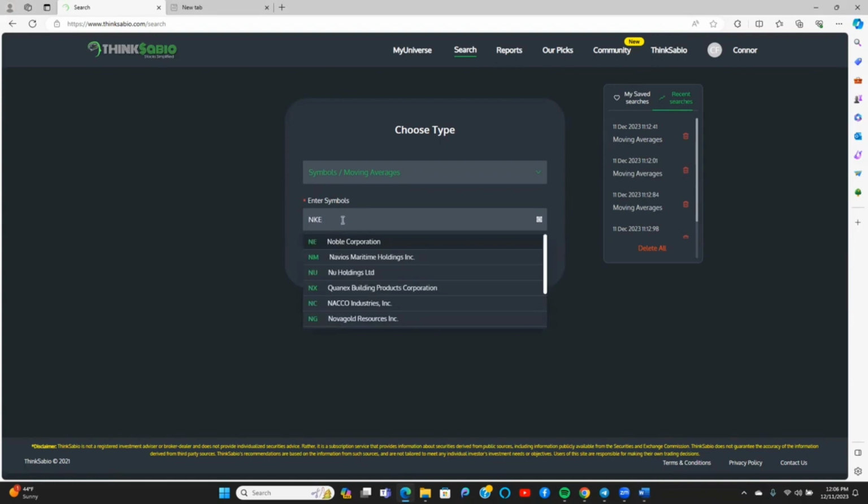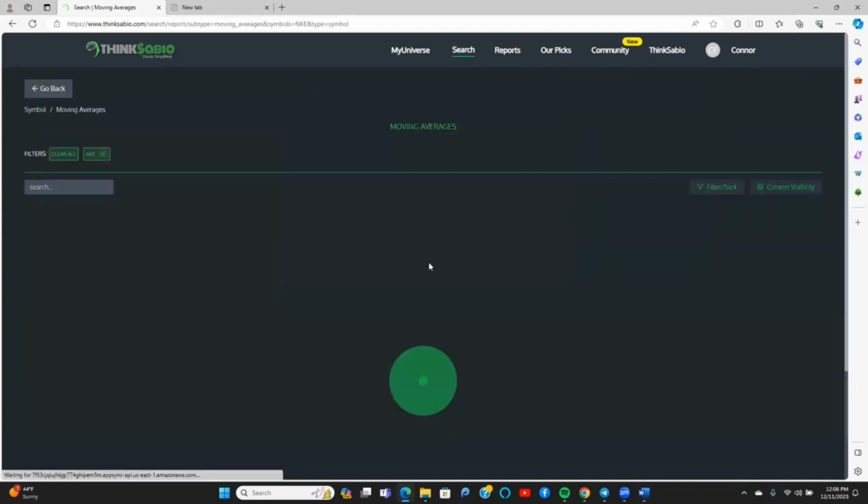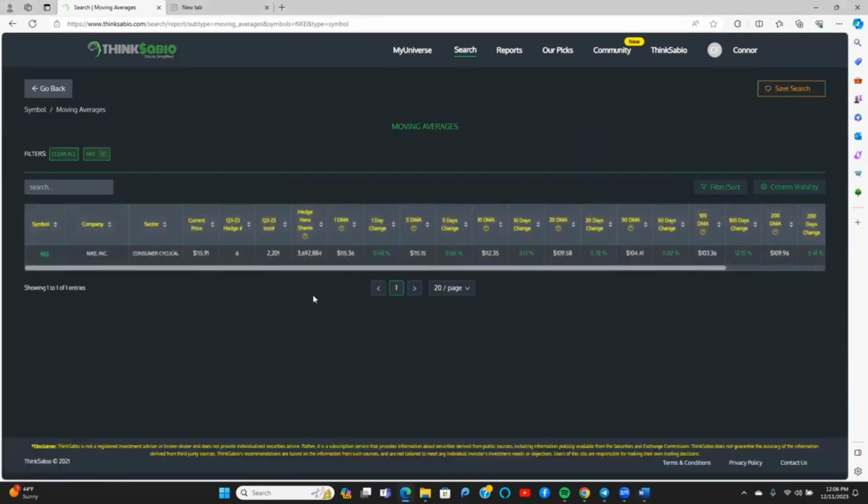So for this example, we'll look at Nike. NKE is the symbol for that. So we'll let this go through and I'll walk you through the report itself. So you see the company here, the sector that they're in, and then it has the current price of the stock as well as some institutional investment information, hedge funds, and that kind of stuff.